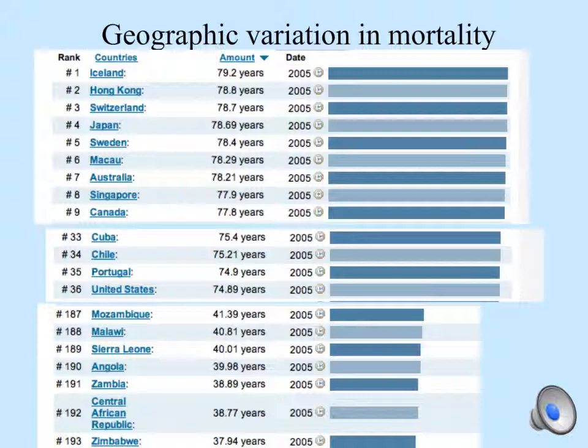Overall mortality in a place like Iceland, where the overall life expectancy is 79 years, that's both men and women combined, compared to Zimbabwe, where the life expectancy is about 38 years. In fact, all the countries with the worst life expectancy are countries that are severely affected by HIV/AIDS or severely affected by wars in the case of West Africa.